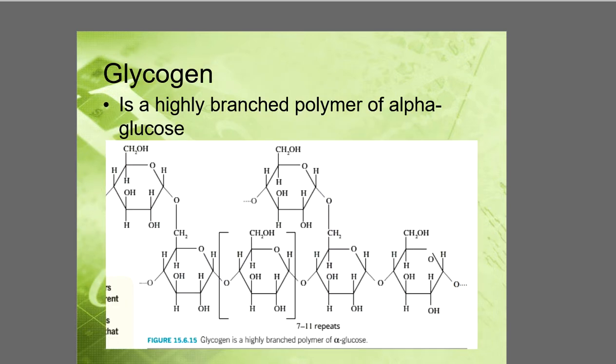The last type of polysaccharide is glycogen. It's once again alpha glucose, but it's highly branched alpha glucose. Okay, so only difference, very, very similar to amylose, just more branching effectively, repeated every 7 to 11-ish units.